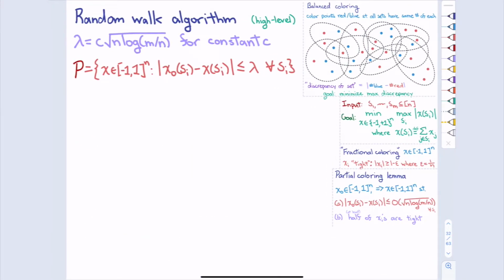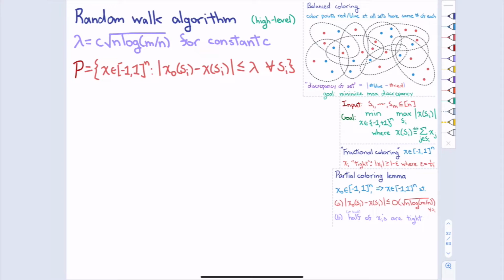Okay, so I'm going to let lambda just stand for this discrepancy bound we're going for, some constant times square root n, log m over n. Now look at this set P. This is a polytope. P is the set of all fractional colorings that meets all the discrepancy bounds. And each of those bounds is two inequalities, because the absolute value turns into two normal inequalities. So it's really a bunch of linear inequalities.